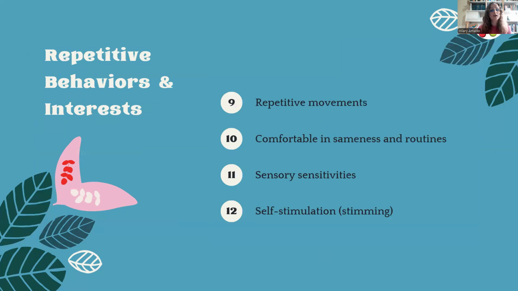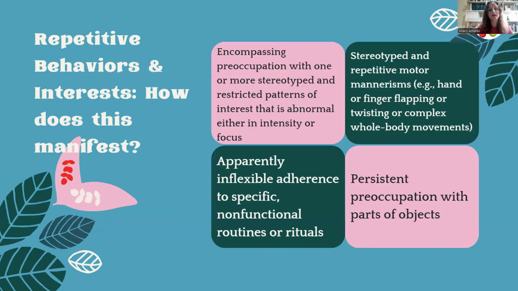In the core area of repetitive behaviors and interests, you might see repetitive movements. That person might be more comfortable with sameness and routines. They might display sensory sensitivities or self-stimulation, such as stimming. How does this manifest itself?